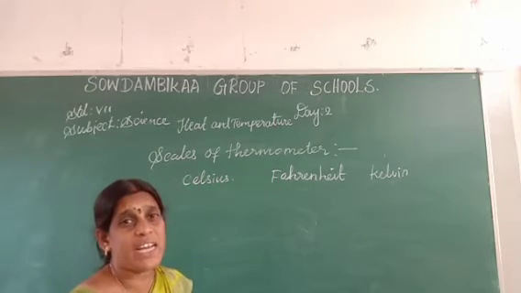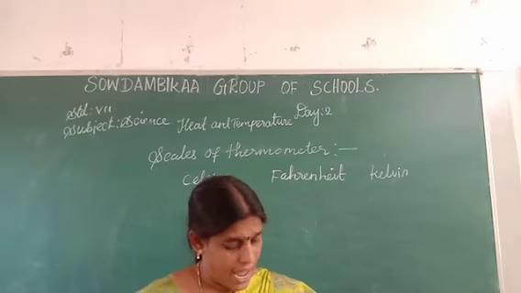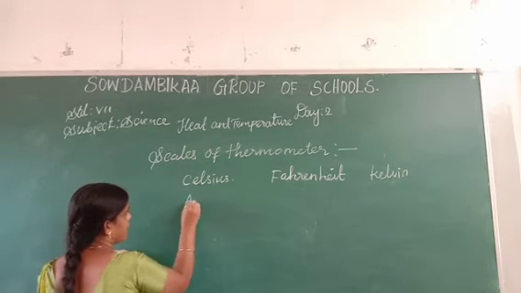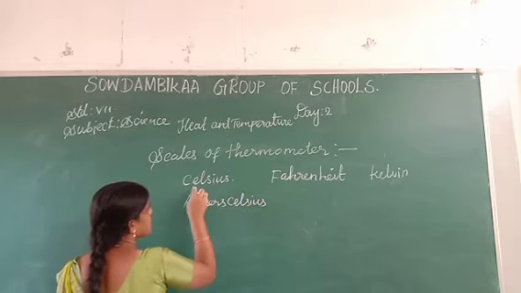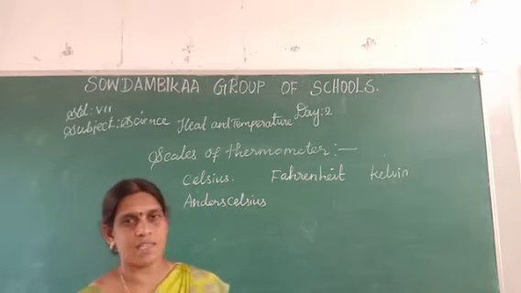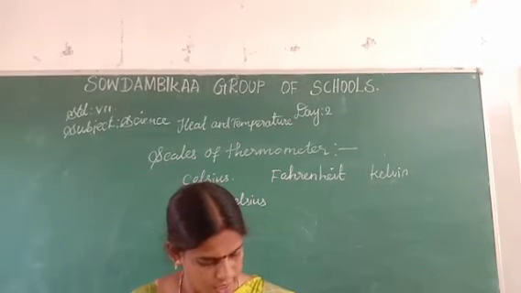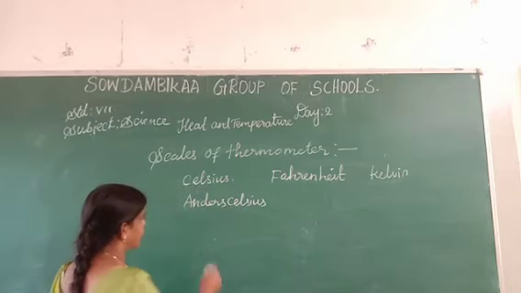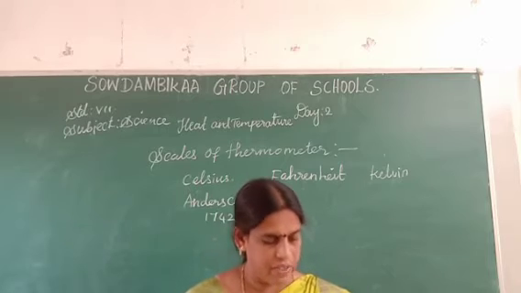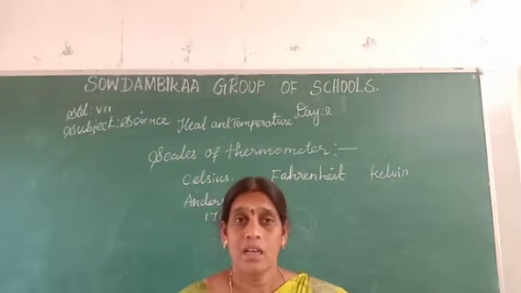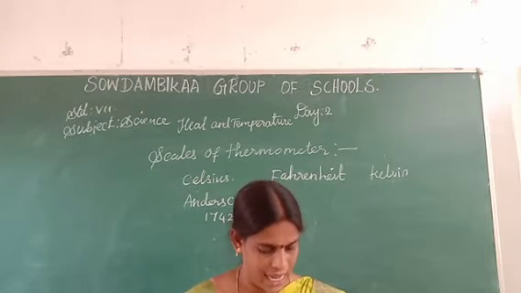The term Celsius is named after the Swedish astronomer Andreas Celsius. What is the full name? Andreas Celsius. He is a Swedish astronomer. Astronomer means one who searches the sky properties, solar properties. In 1742. In which year? 1742. Before that we marked in centigrade, using the scale and calibrating.